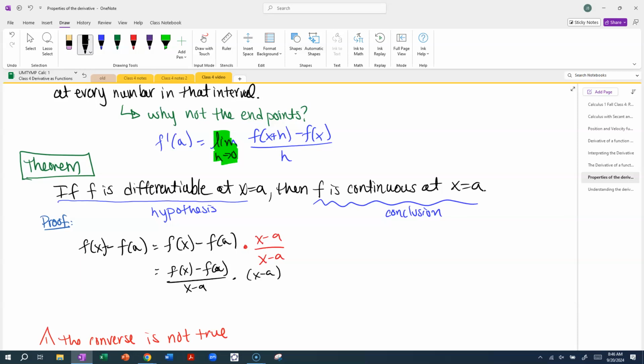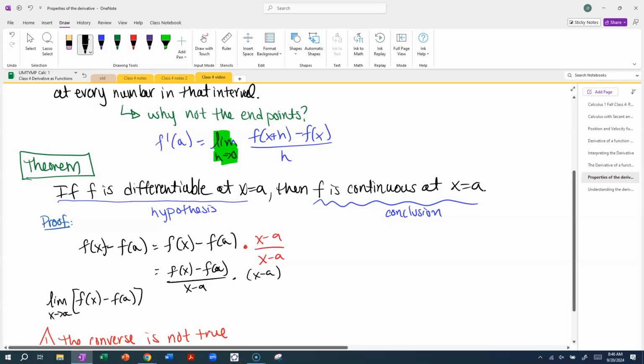And now I'm going to apply a limit on both sides. And the limit I'm going to apply is as x approaches a. Limit of f of x minus f of a, that's over there. Do it on this right side as well. Limit as x approaches a of the entire thing, f of x minus f of a all over x minus a, and then times x minus a, because I don't know that these limits exist independently yet. Okay?